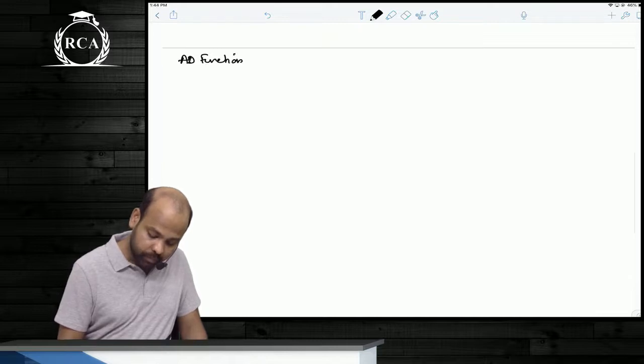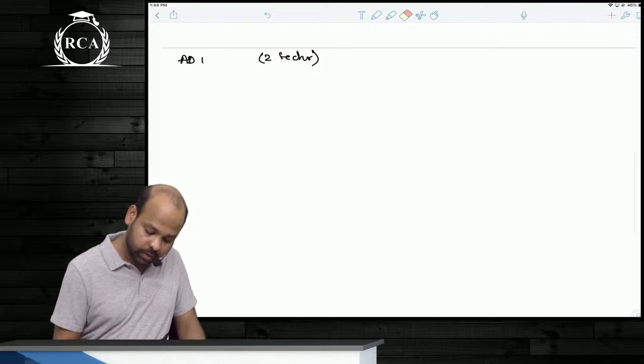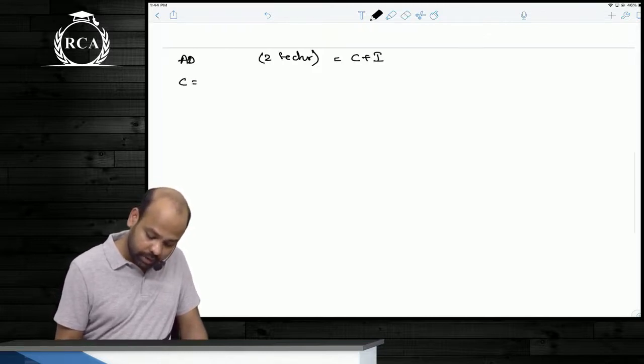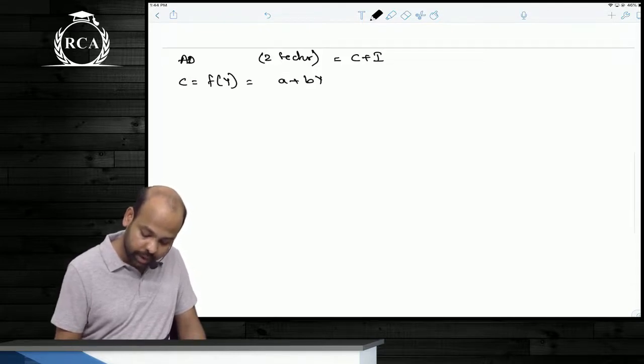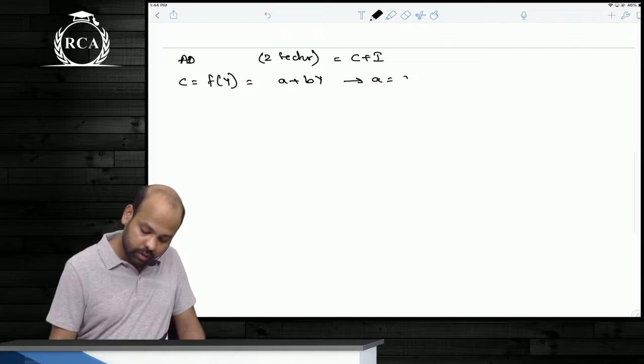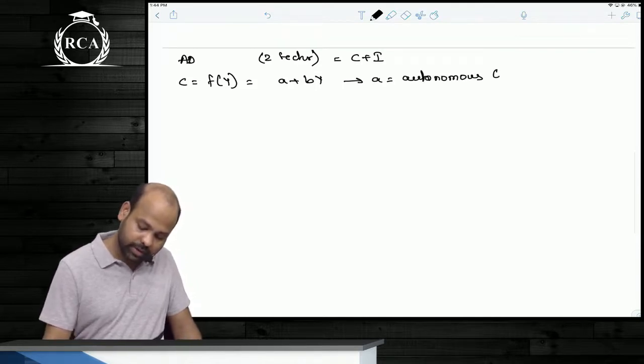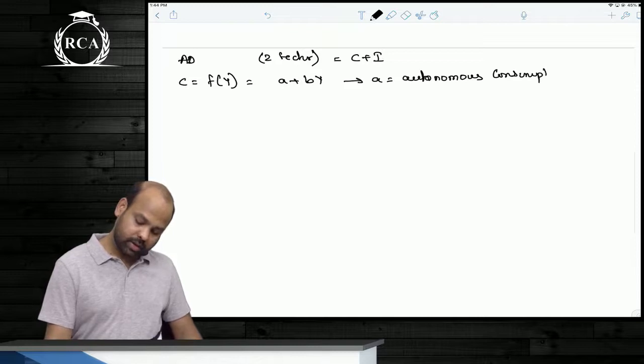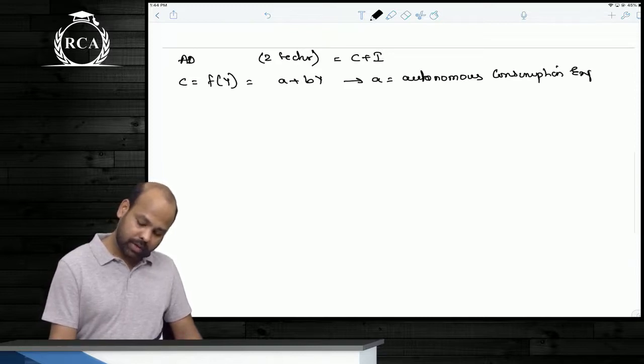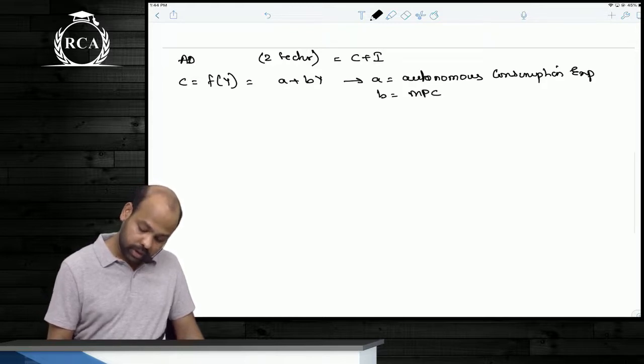The formulas that we have learned in this chapter: first, the aggregate demand function in the 2-sector model. In the 2-sector model, aggregate demand is C plus I. Your consumption function, a function of income, we have learned as A plus B into Y. A is autonomous consumption expenditure, and B is your marginal propensity to consume. No taxes, so Y is equal to YD.